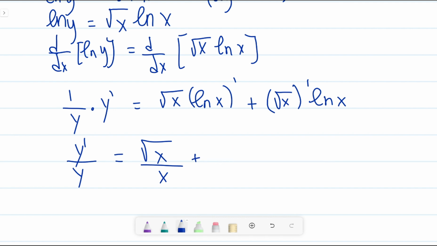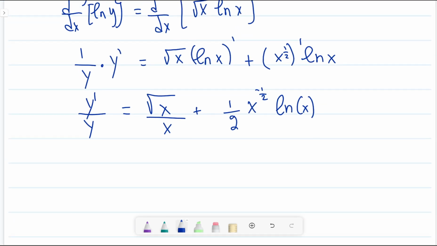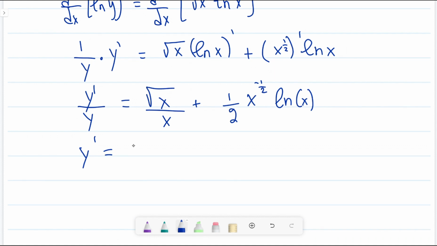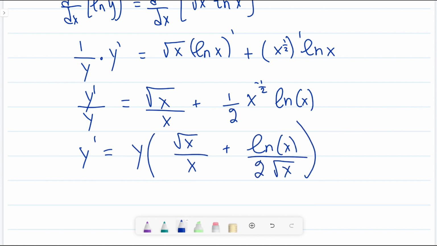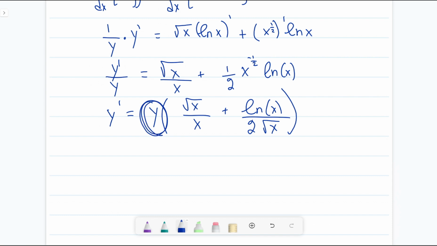Now the derivative of square root of x, which can be written as x to the power of half: we drop the power and subtract 1 from the exponent, so half minus 1, which is negative half. All of this times ln of x. And now we solve for y prime. It is equal to y times square root of x divided by x plus, I will simplify this a bit, ln of x divided by 2 square root of x.